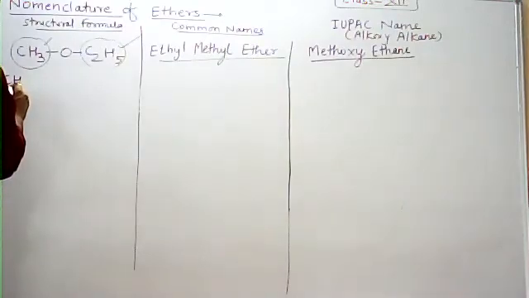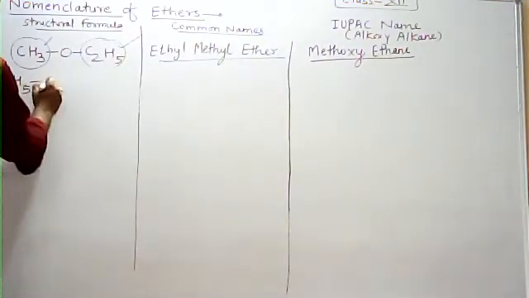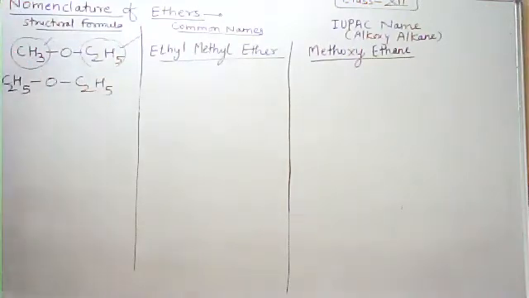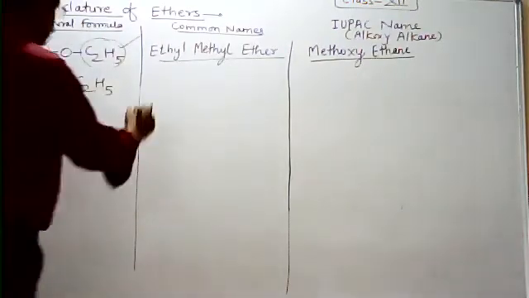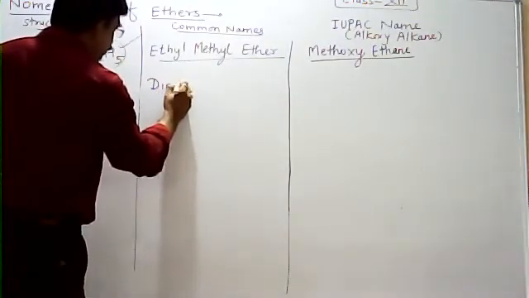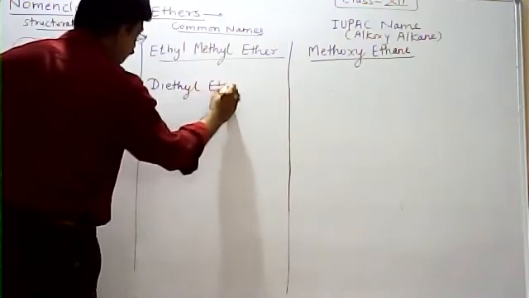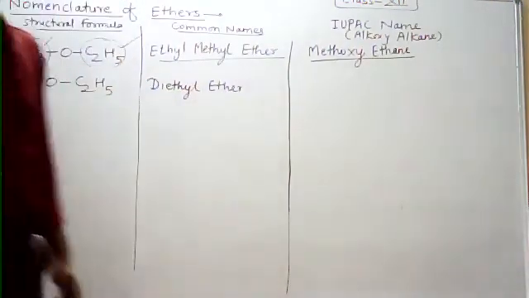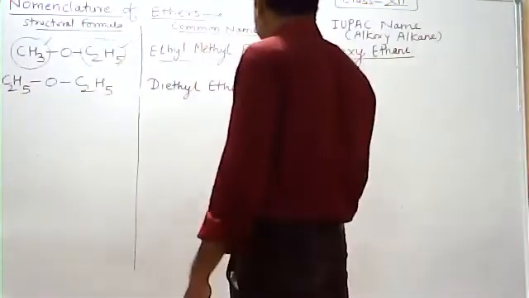Suppose this one, C2H5O C2H5. What is the name of this compound? Diethyl ether. Correct. This is a simple ether, C2H5O C2H5, diethyl ether. Then what is the IUPAC name?